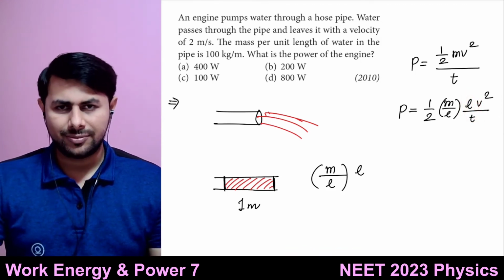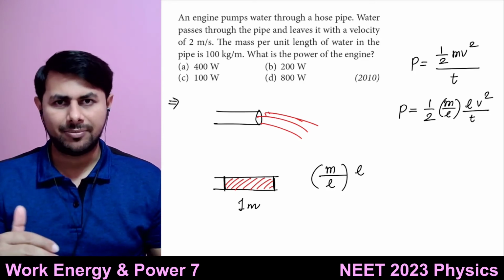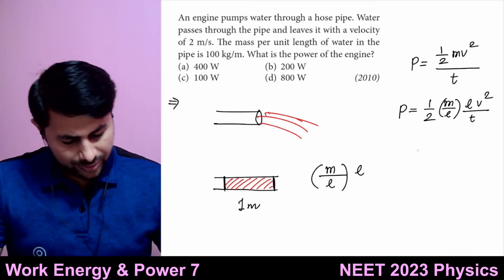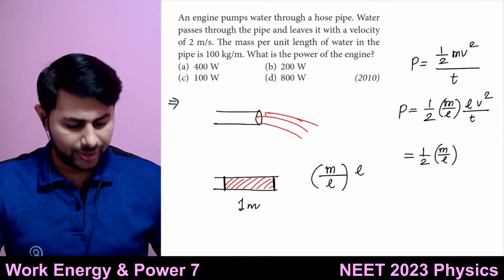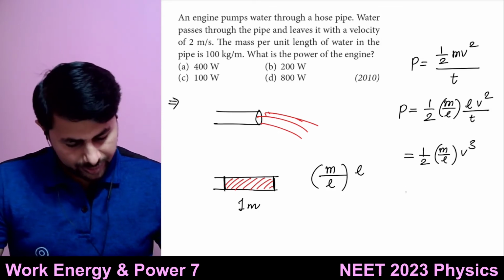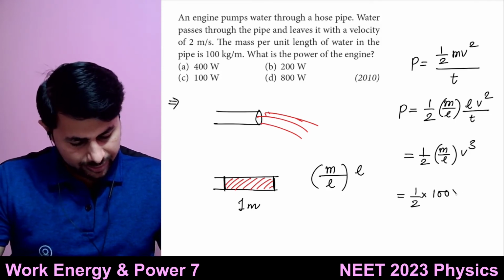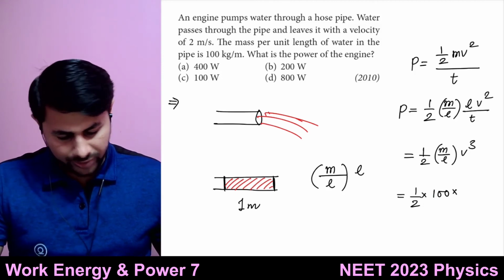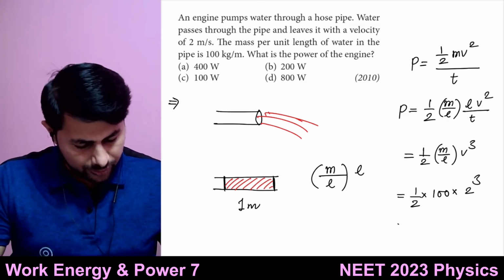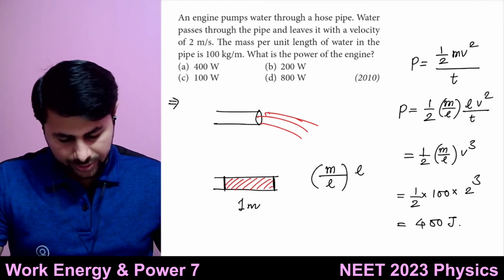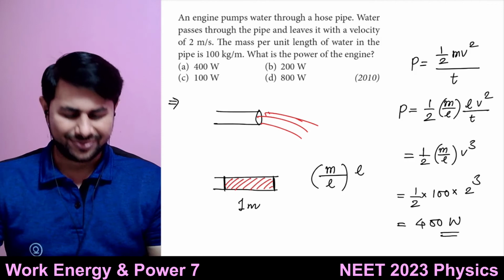It's the velocity, right? The length covered divided by time taken. So this is equal to half of m upon L multiplied by velocity into velocity square. So it is velocity cube. So this is equal to half of m upon L, which is 100, multiplied by v cube. We have v is 2. We have 2 raised to 3, which is 8. 8 upon 2 is 4. 4 times 100, 400 joules. Sorry, what joules? This is power. So 400 watts is the answer.